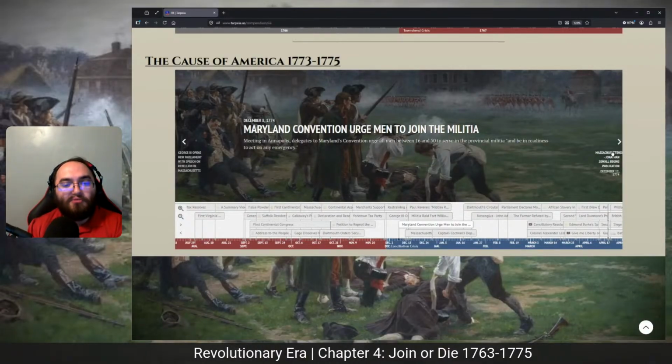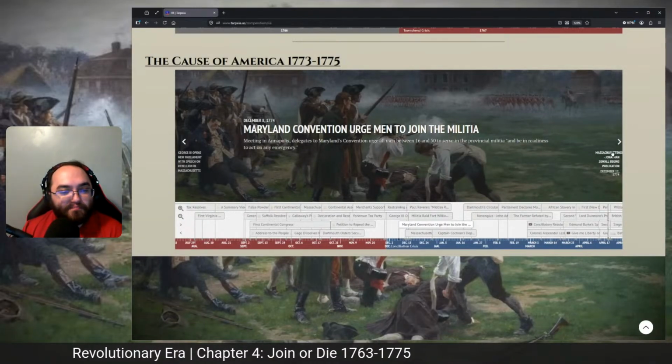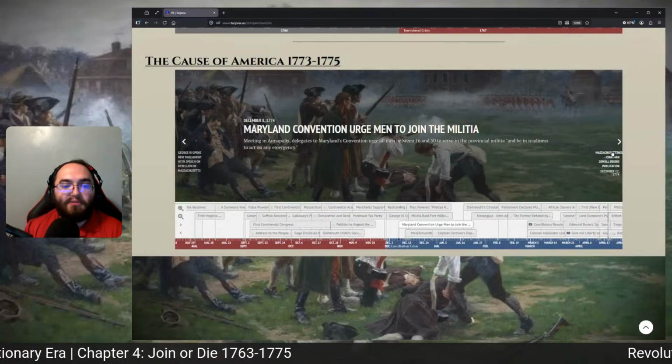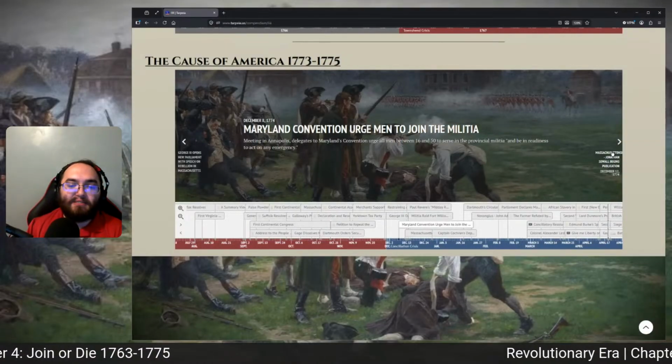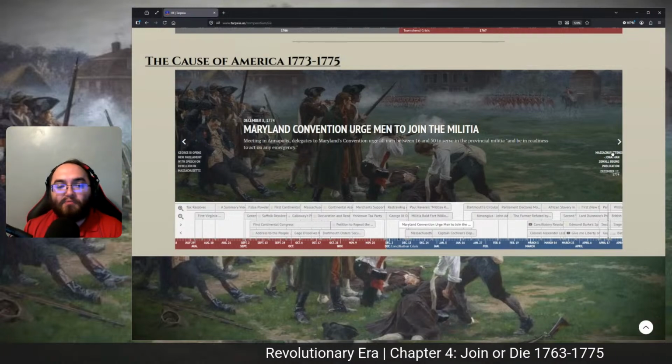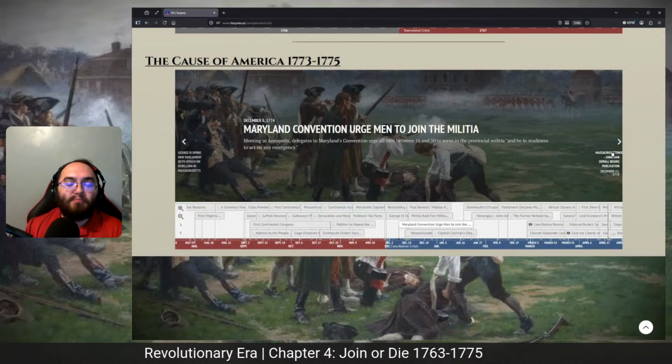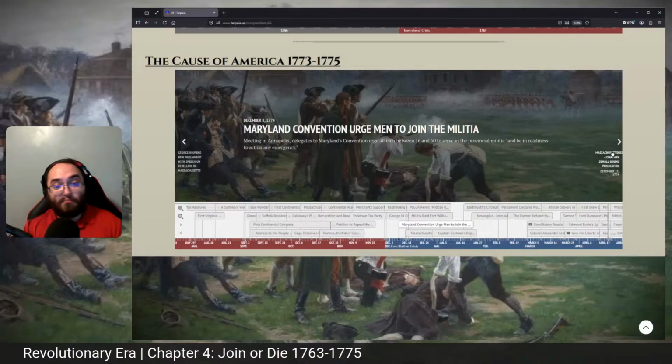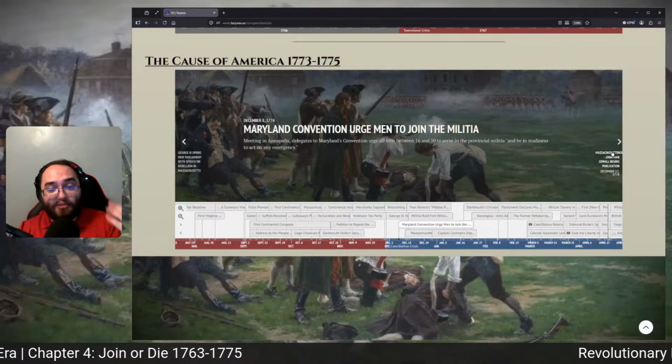Maryland convention will urge men to join the militia. Meeting in Annapolis, delegates to Maryland's convention urge all men between 16 and 50 to serve in the provincial militia and to be in readiness to act on any emergency. So now the colonies are preparing their militias.